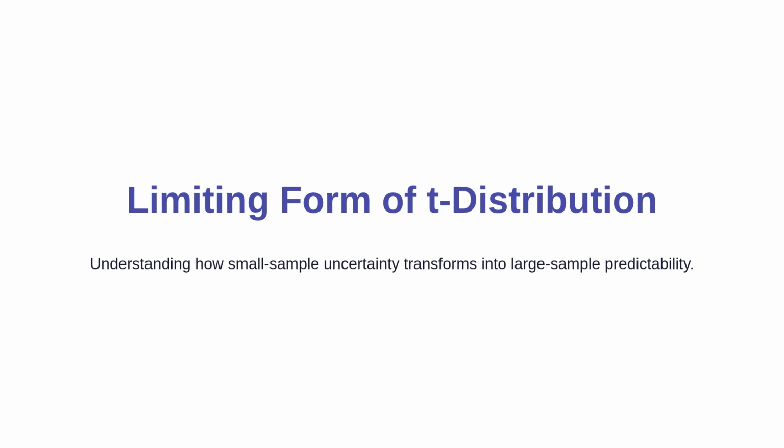Today, we will explore the mathematical bridge between small sample uncertainty and large sample predictability and see exactly how the t-distribution transforms as our sample size grows.